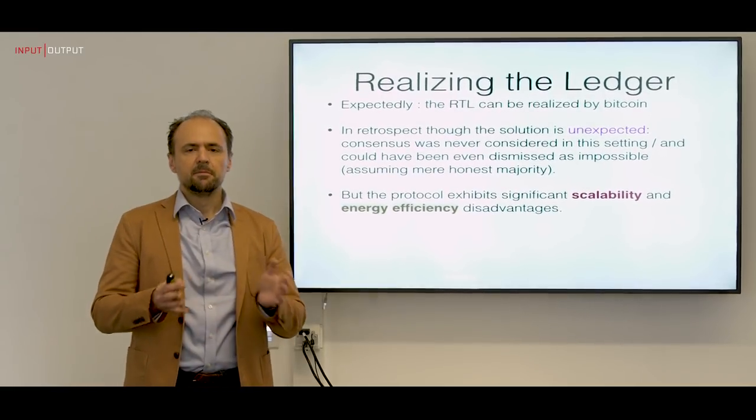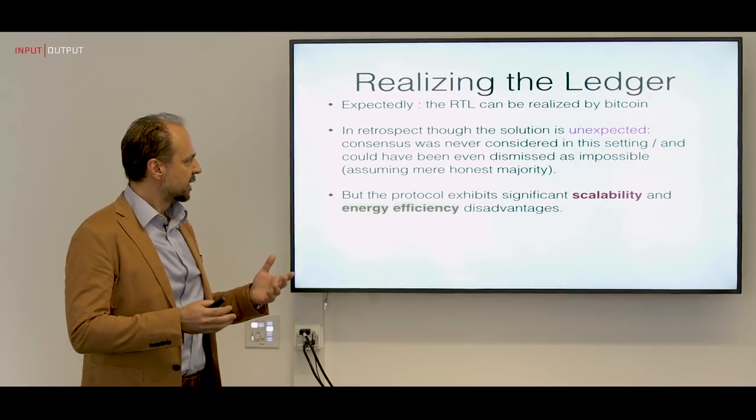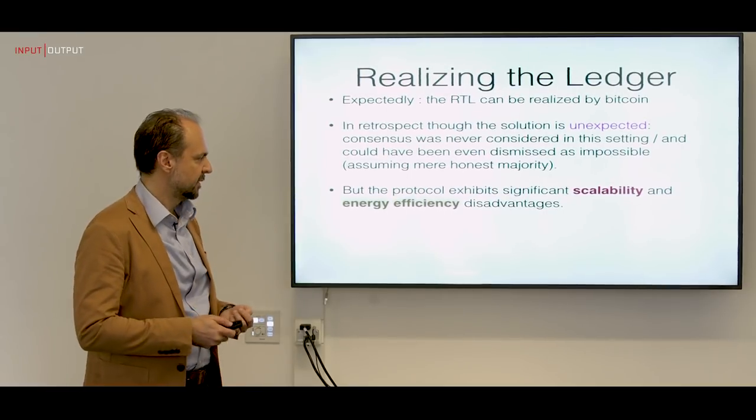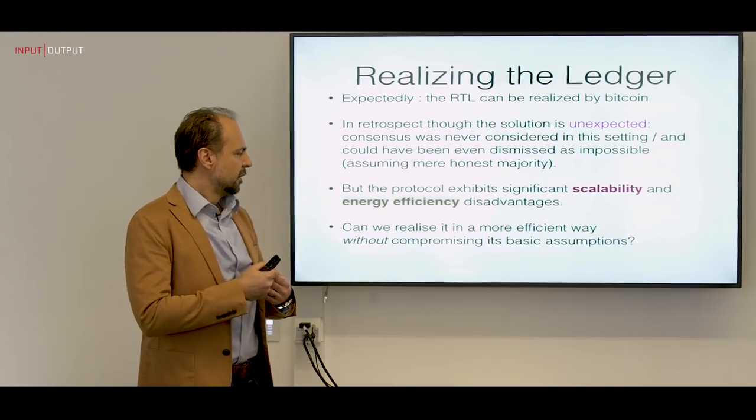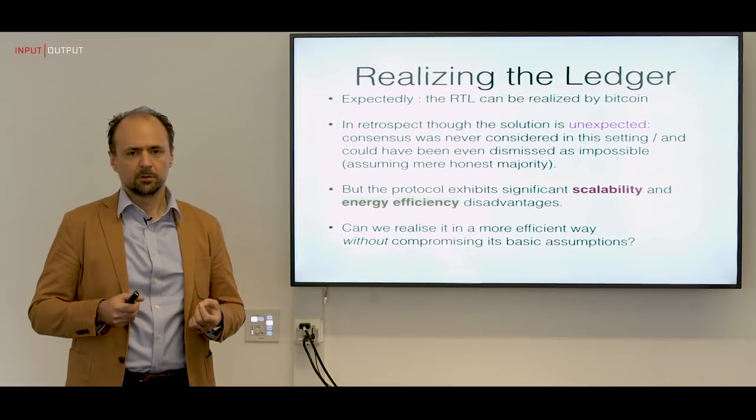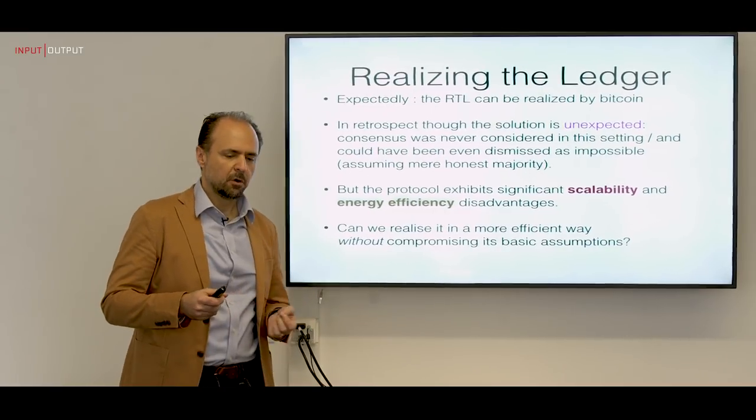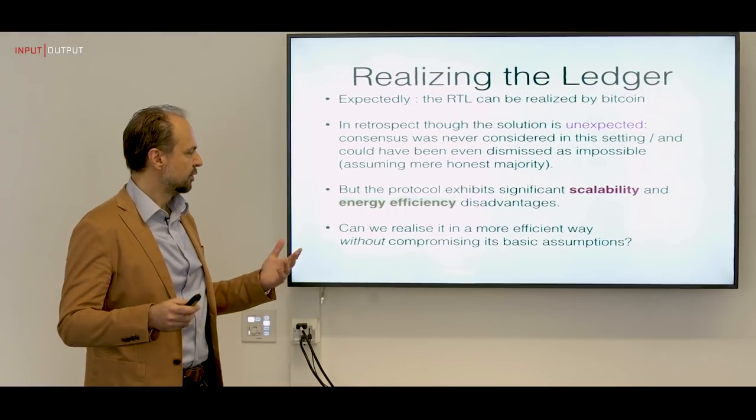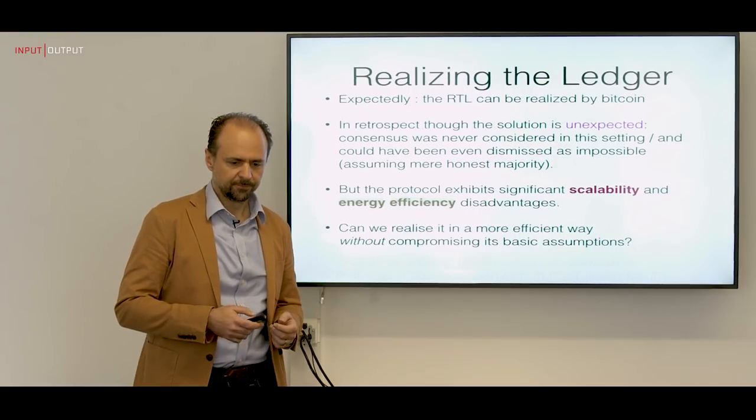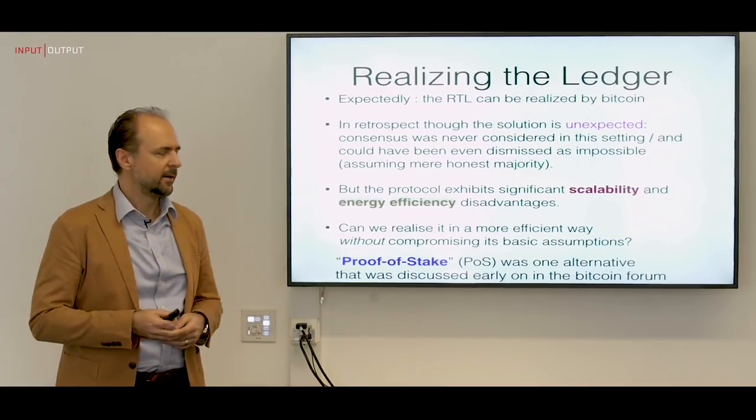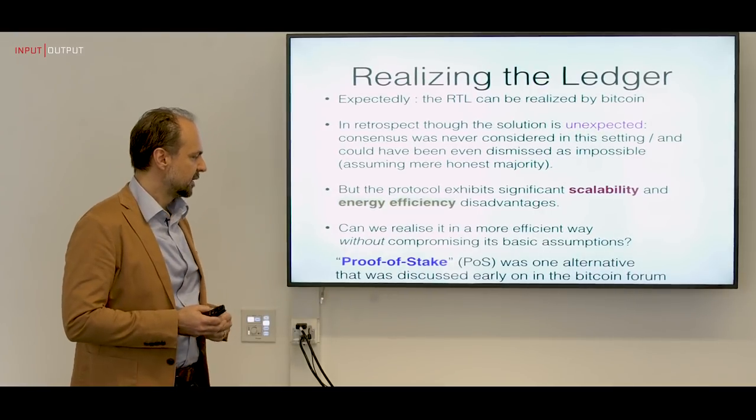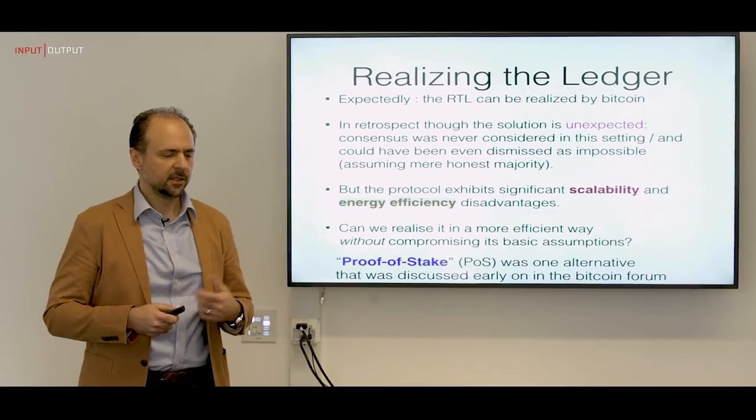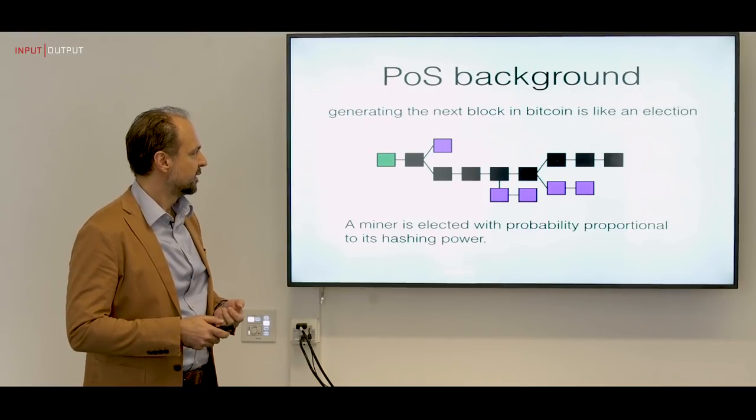Despite this remarkable feature of the protocol to provide us consensus in this setting, there are significant scalability and energy efficiency disadvantages. So the clear question came to be, once we understand the problem that the protocol solves: is it possible to realize it in a more efficient way without fundamentally compromising any of the basic assumptions and the features of the objective that the protocol tries to solve? Proof of stake was an idea that early on was considered by the Bitcoin community as an alternative, and in the Bitcoin forum there were many discussions about how it might be feasible to use it in place of proof of work, which is what Bitcoin uses.